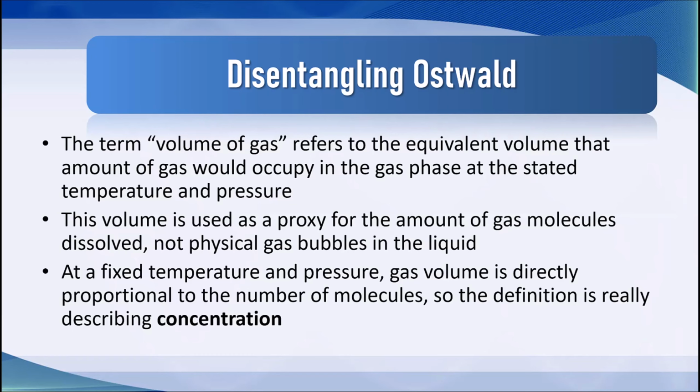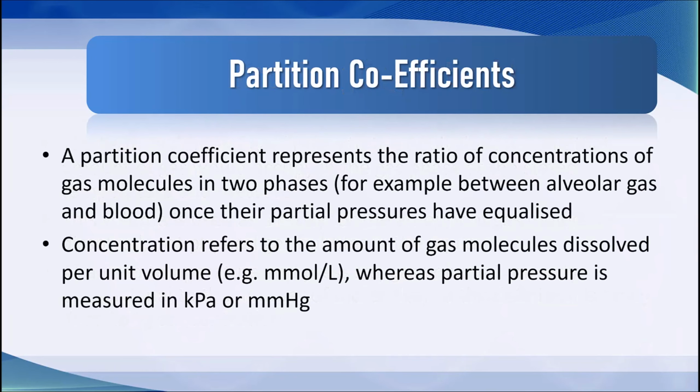A partition coefficient represents the ratio of concentrations of gas molecules in two phases, for example, between alveolar gas and blood once their partial pressures have equalized. Concentration refers to the amount of gas molecules dissolved per unit volume in millimoles per liter, whereas partial pressure is measured in kilopascals or millimeters of mercury.